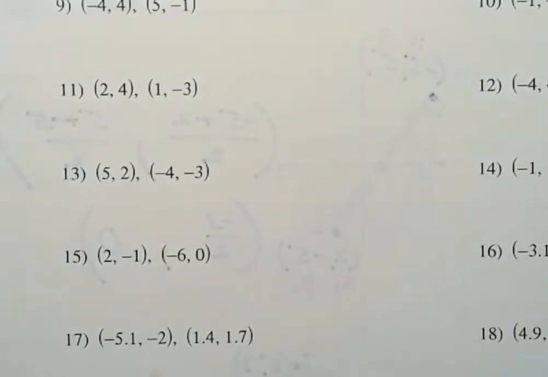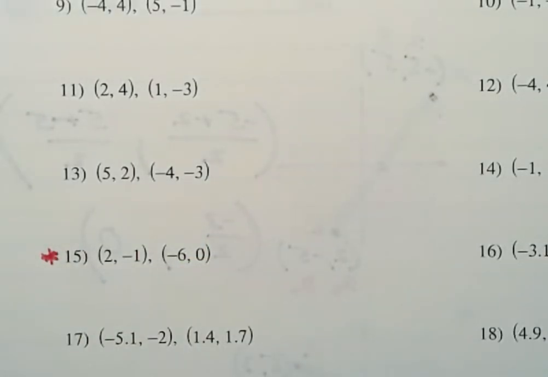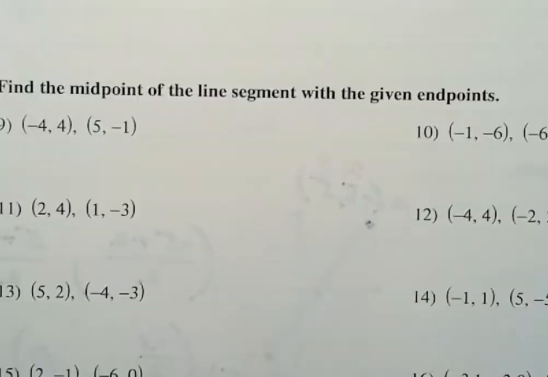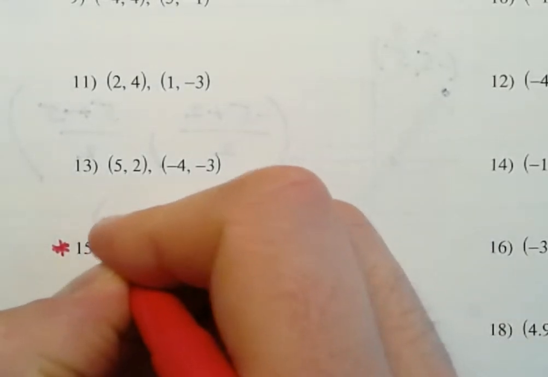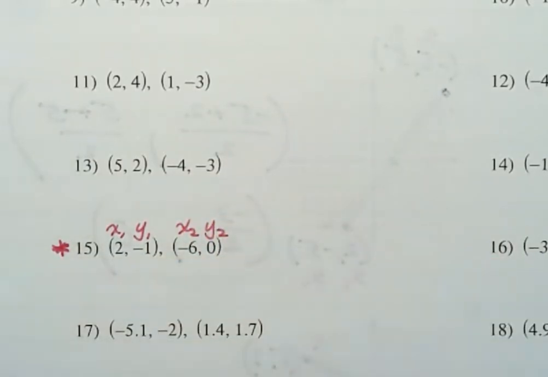We're going to take this example right here. 2 comma negative 1 and negative 6 comma 0. Okay, so if these are our endpoints, and I have in the directions here these are endpoints, right? So if these are endpoints, then this is going to be x1 y1 x2 y2, and it doesn't matter if I choose this is point 1 or this is point 2 or whichever, it doesn't matter.